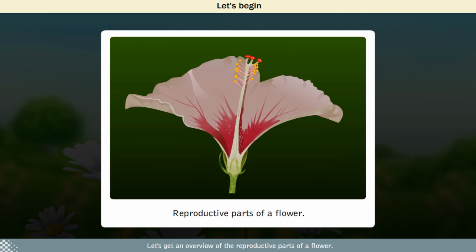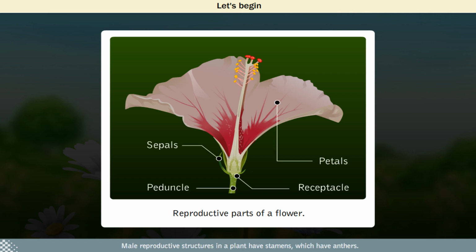Let's get an overview of the reproductive parts of a flower. Male reproductive structures in a plant have stamens, which have anthers. Anthers produce a powdery material called the pollen. Pollen contains pollen grains, which are the male gametes.